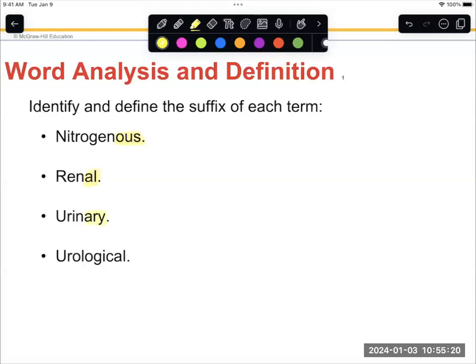ARY, urinary, pertaining to urine. ICAL, urological, pertaining to urology. All of these suffixes mean pertaining to. There's a lot of different suffixes that'll have the same types of meaning.